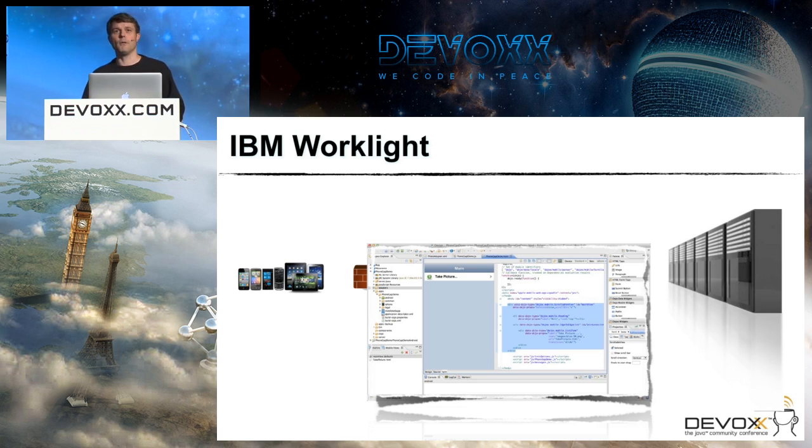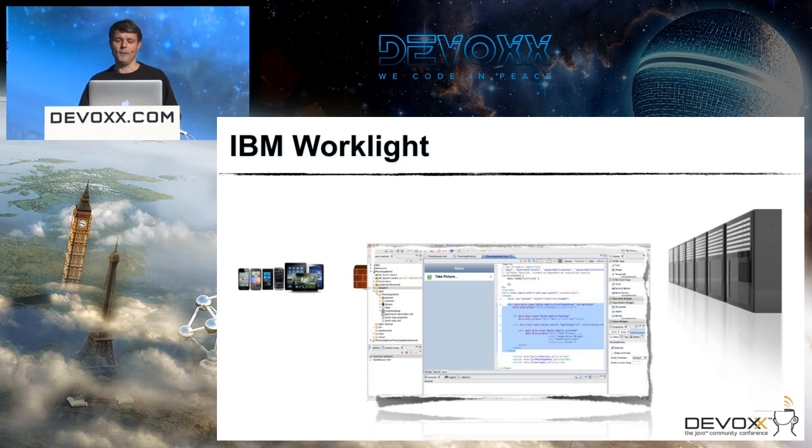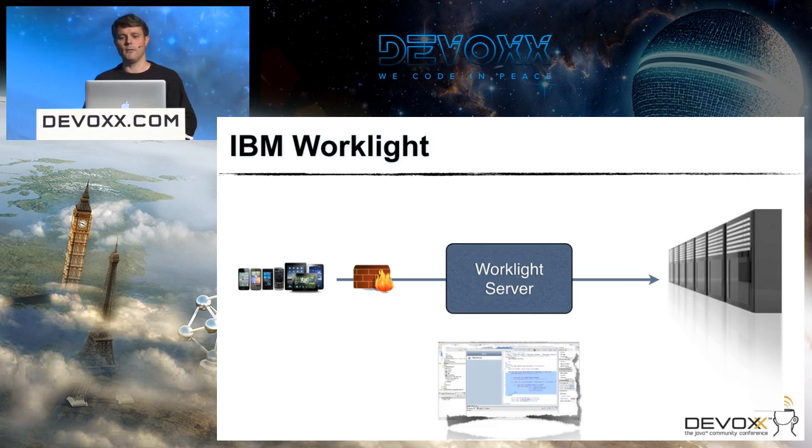We do also ship Apache Cordova, which is known as PhoneGap as well, to allow you to access the native device capabilities. So that's one brick of Worklight.